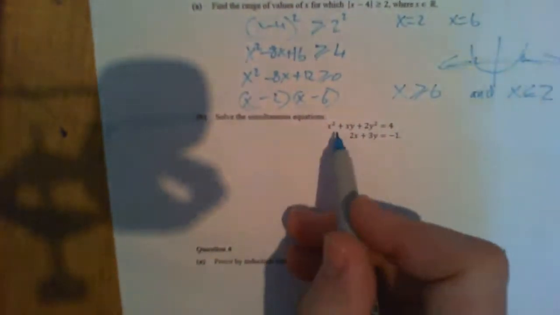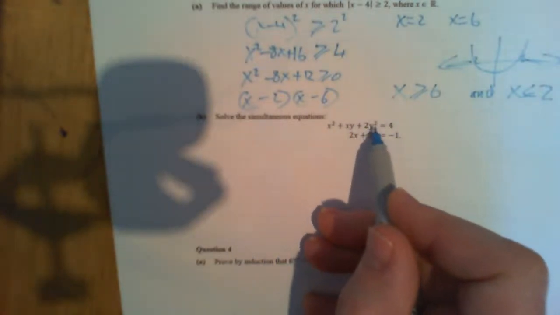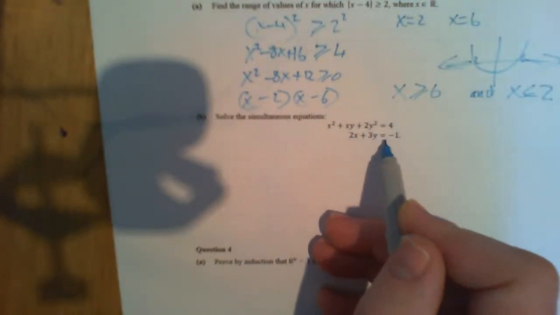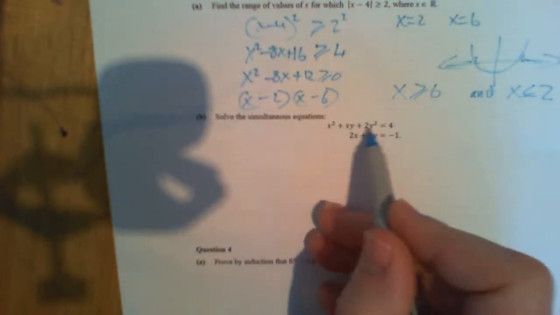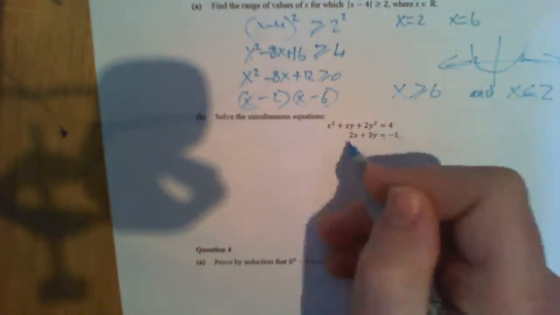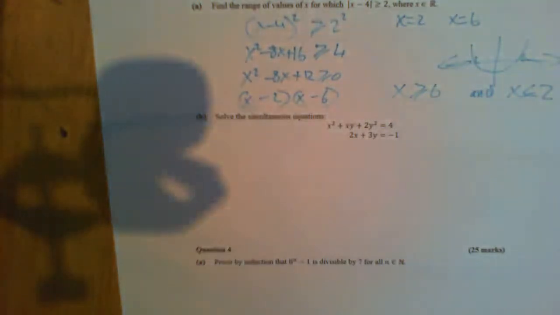Okay. Now, this one's a bit funner. I want a better word. Probably don't want to call this a better word, but anyway, this is a simultaneous, but it's a bit of a nasty looking simultaneous. It's not one I'd be bringing home. So we have x squared plus xy plus 2y squared equal to 4, and then we just have 2x plus 3y equal to minus 1. Now, nothing there looks nice at all. I've got x's and squares, and the second one is the one where I'll try and do something with it because it looks doable.